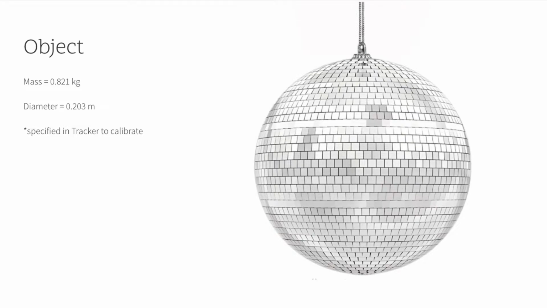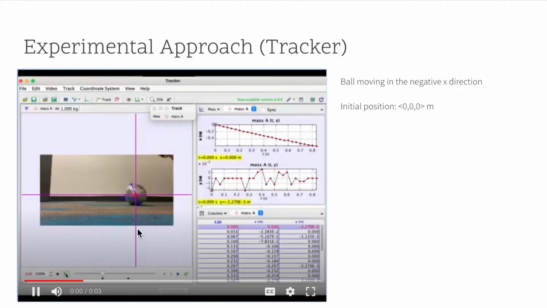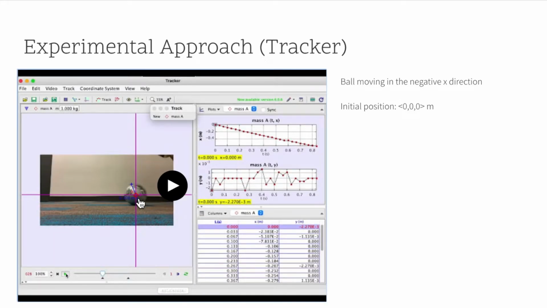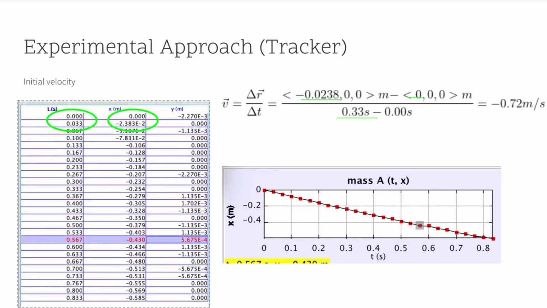So the object I used for the experiment was a disco ball, and here are the measurements that I specified in Tracker. Here is a video of the ball moving from the origin, which I set to be the center of mass, towards the left, which would be the negative x direction. Since the origin is at the center of the ball, the initial position is 0, 0, 0 meters. So I took the first two measurements of time and position to calculate the initial velocity and found that to be negative 0.72 meters per second.